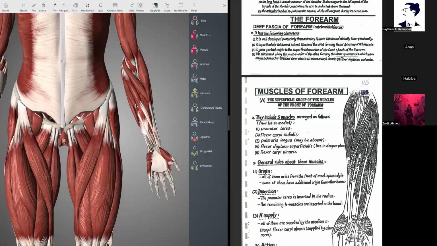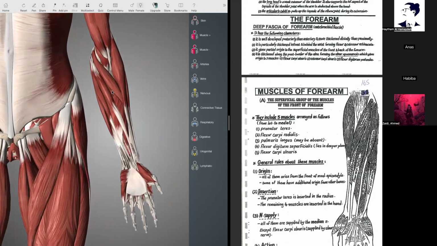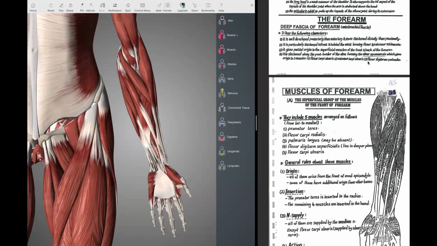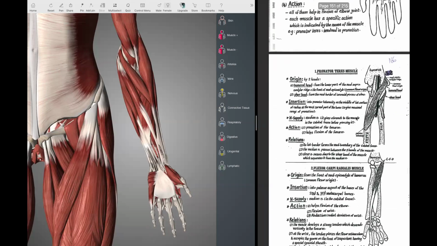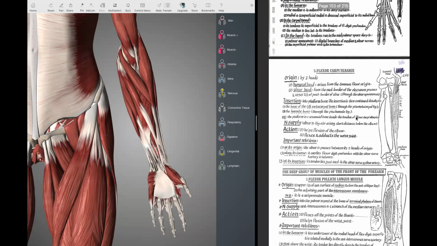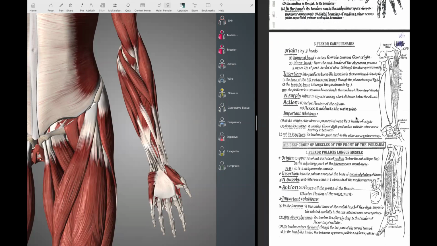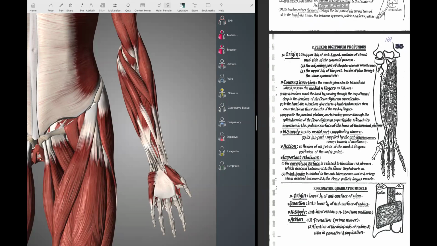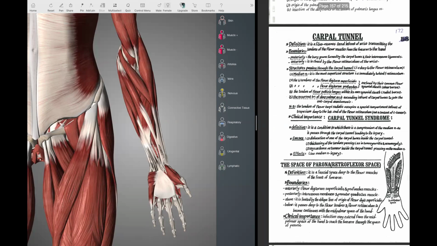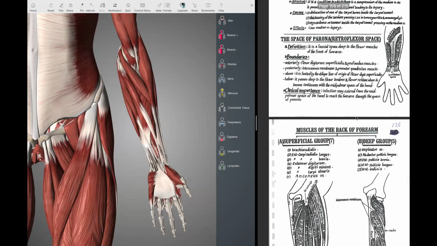Okay. Now, when we talk about these things, I want you guys to separate this part, the flexor compartment of the forearm, into layers. Okay. I want you to separate it into layers.